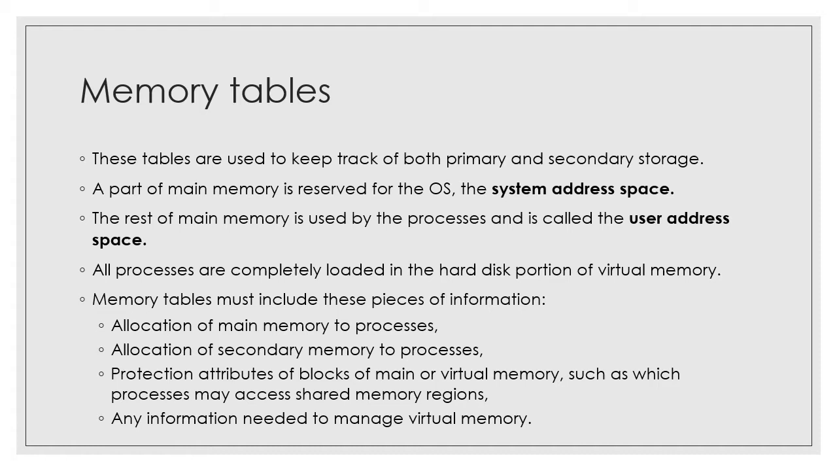Allocation of main memory to processes, how address spaces have been allocated to the processes in main memory. Allocation of secondary memory to processes, where do the processes reside on secondary storage. Protection attributes of blocks of main or virtual memory, such as which processes may access shared memory regions. Protection attributes means rights and permissions, like which process has the right to read or write a block of memory, or which processes are sharing memory blocks and what memory blocks they are sharing.